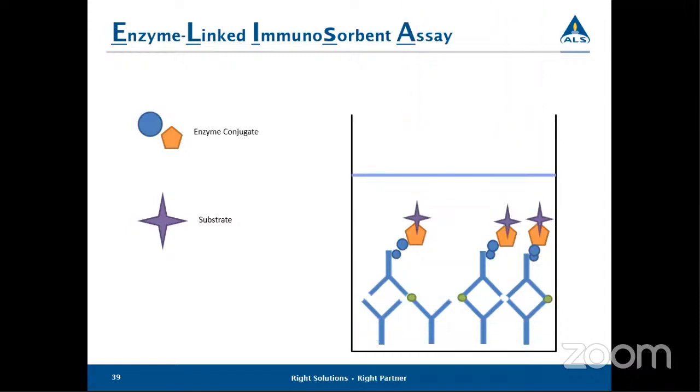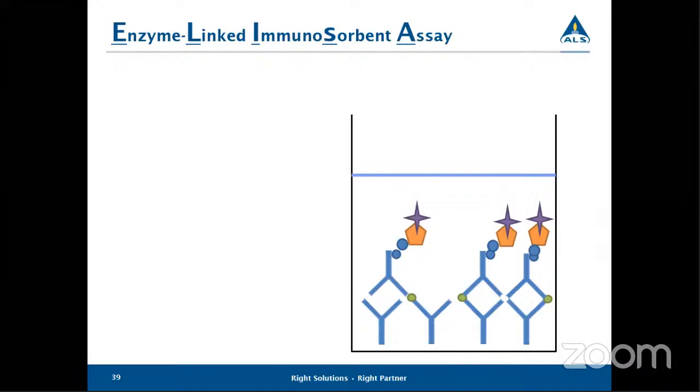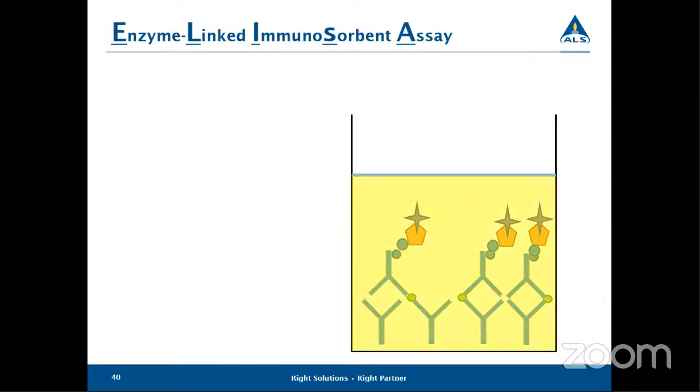And then our final step here, we're going to be adding a substrate. This is a reagent that is going to allow us to actually detect it with a color change. And so that's incubated, and the enzyme in that enzyme conjugate is what acts on that substrate in order for it to change color.